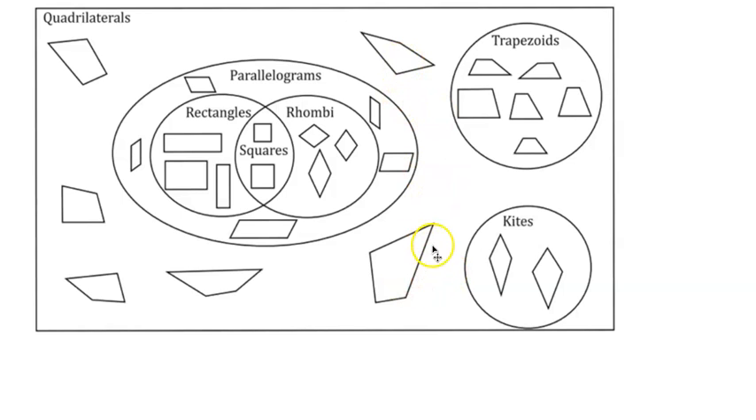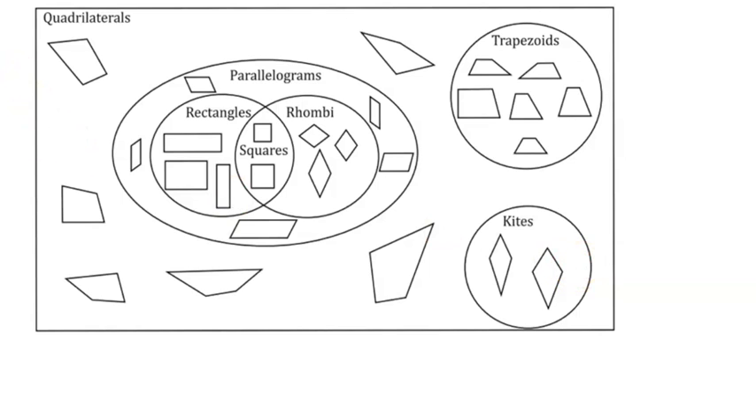That just means they have no parallel sides, and a special case of that would be the kite, which, notice, has no parallel sides, but it does have two sets of congruent sides. And remember, it's always the sides that are adjacent to each other, not opposite each other.